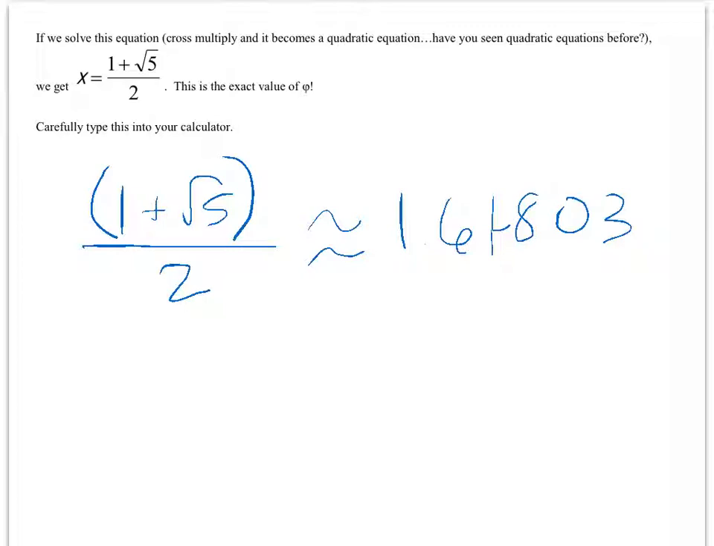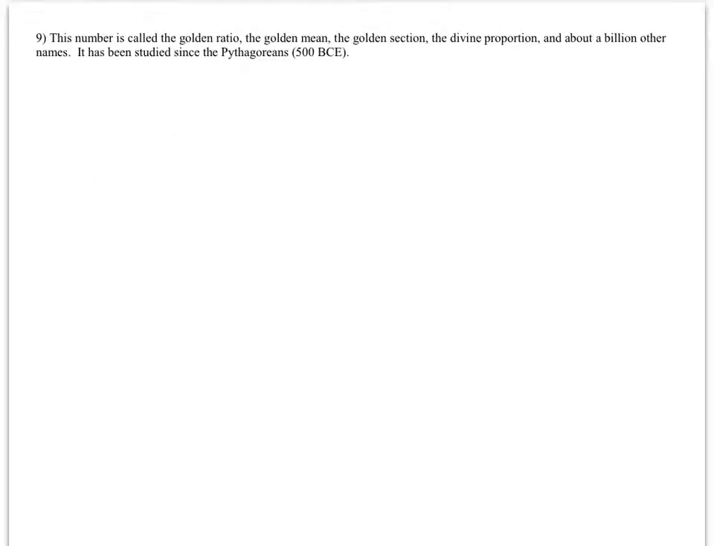It's an irrational number, meaning it can't be written as a ratio of two whole numbers. It's like pi. It has an infinitely long decimal without ever ending or repeating a pattern. So we call this number the golden ratio, the golden mean, the golden section, the divine proportion, about a billion other names. It's been studied since the Pythagoreans in 500 BC.